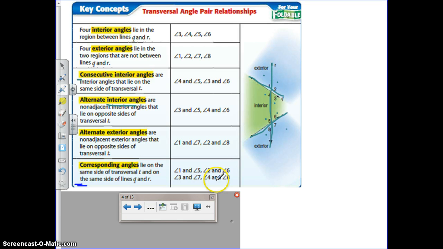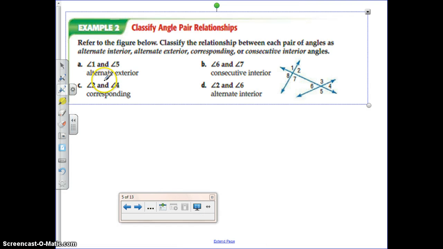Corresponding angles are going to be in the same spot. So if you look up here, upper right of this T, the corresponding angle will be in the upper right, so 2 and 6 or 3 and 7 or 8 and 4 or 5 and 1.